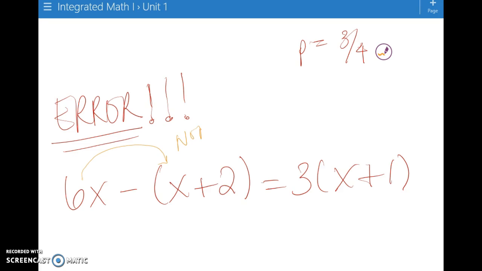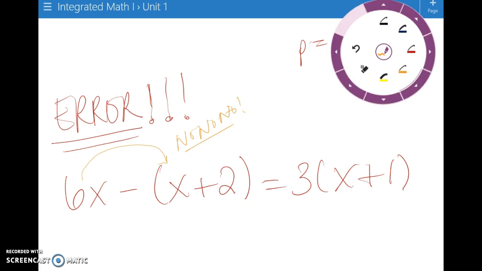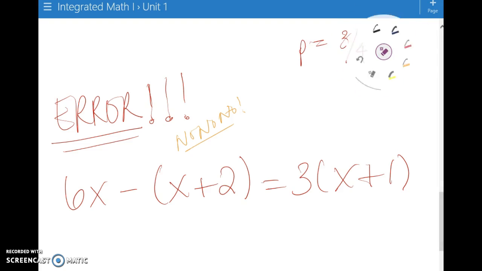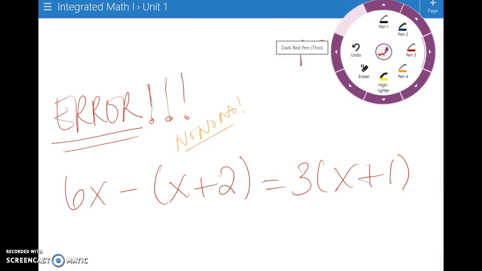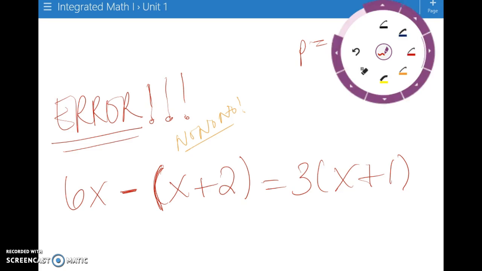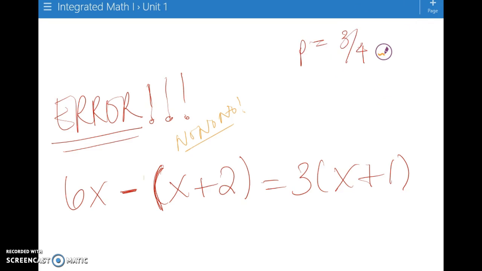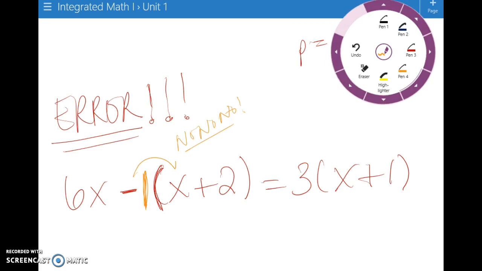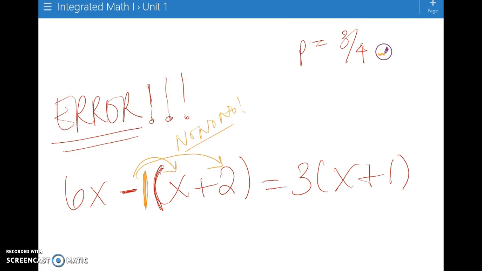No. That's a common mistake I see all the time. The 6x is all the way over there. You only distribute what's right next to the parenthesis. Now you'll probably say, well, there's nothing right next to the parenthesis except this minus sign. So if there's nothing there, we're going to put a 1 here. And that's what you distribute. You're going to distribute the negative 1.